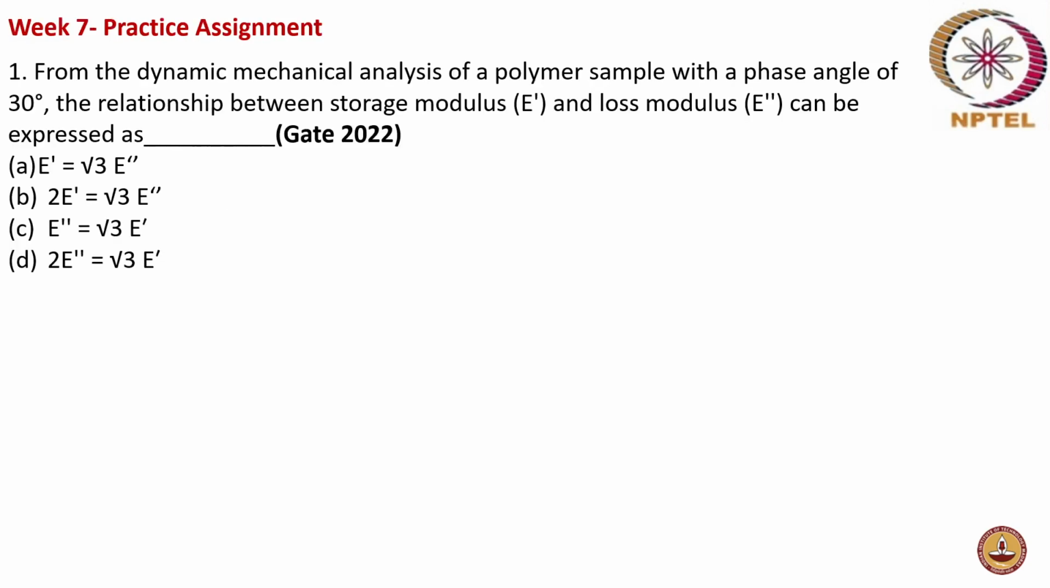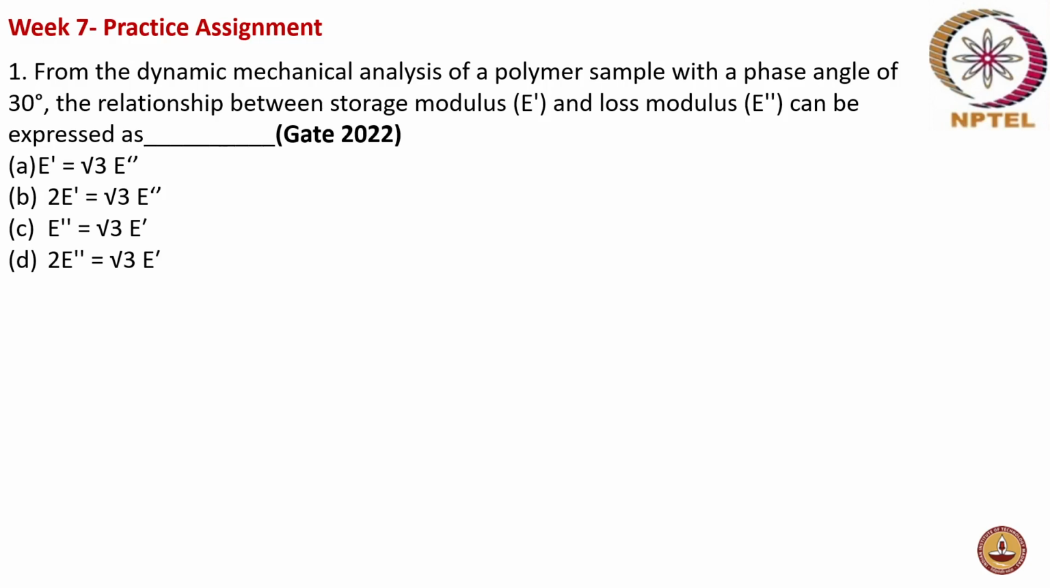So the first question is, from the dynamic mechanical analysis of a polymer sample with a phase angle of 30°, the relationship between storage and loss modulus can be expressed as dash. Can it be expressed as E prime is equal to square root of 3 into E double prime, or is it 2 E prime is equal to square root of 3 into E double prime, or is it E double prime is equal to square root of 3 into E prime, or is it 2 E double prime is equal to square root of 3 into E prime?